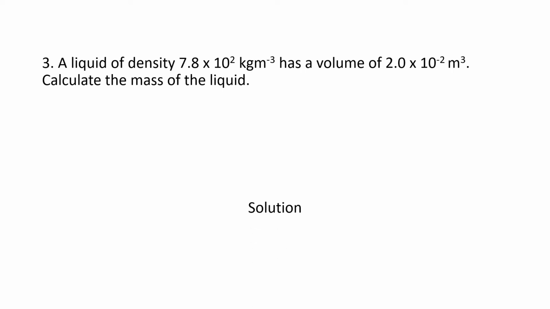Let's look at our solution. So we quote our formula. Mass equals density times volume. We have already looked at that when we were looking at how to find a volume using the density formula. So this one, you multiply both sides by volume, then you get your mass. Mass equals density times volume.